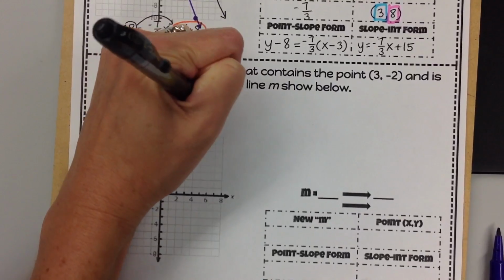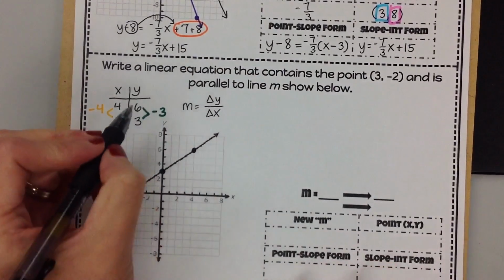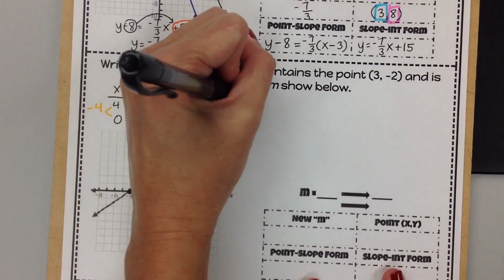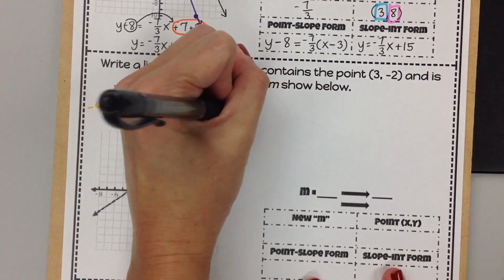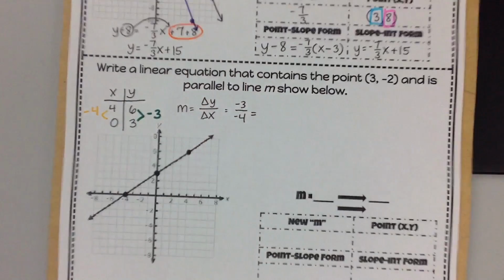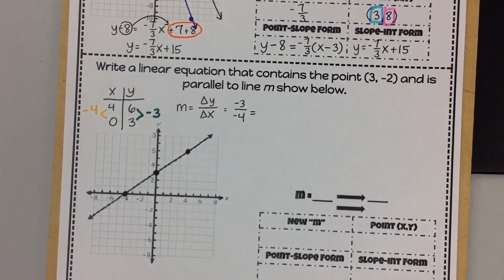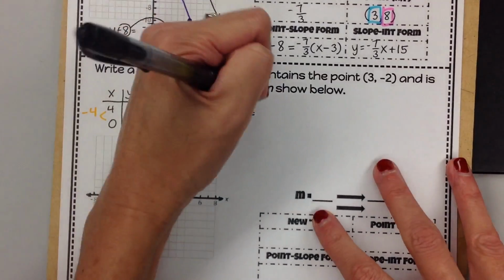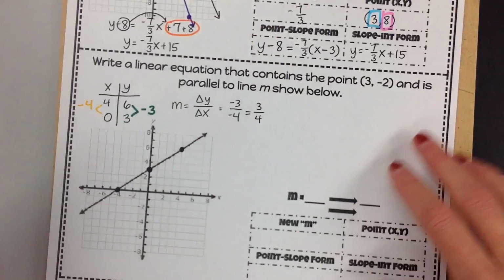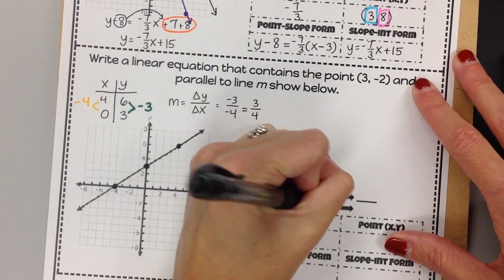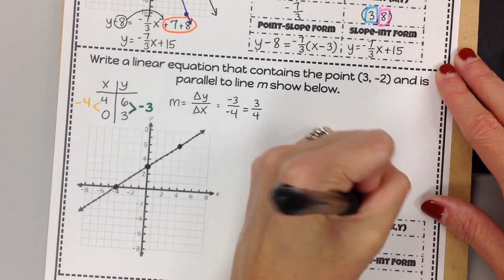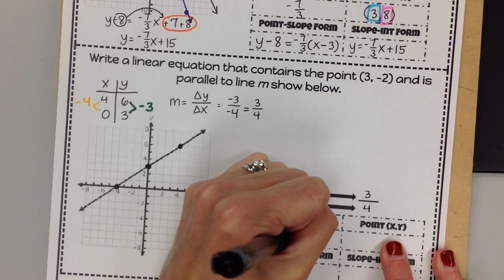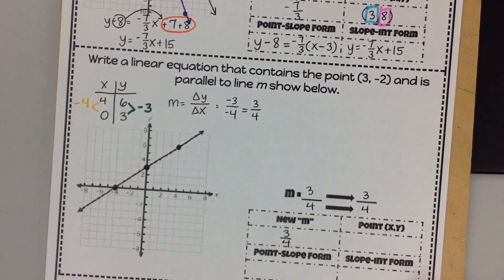It's a little different than what we learned yesterday. Remember, you need two Y's and two X's for slope. So I have negative 3 over negative 4. So if I simplify that in my calculator, negative 3 over negative 4 is going to simplify to 3/4. So my slope is 3/4, and it's going to stay the same because parallel lines have the same slope. So my new slope is 3/4, and now I need a point.